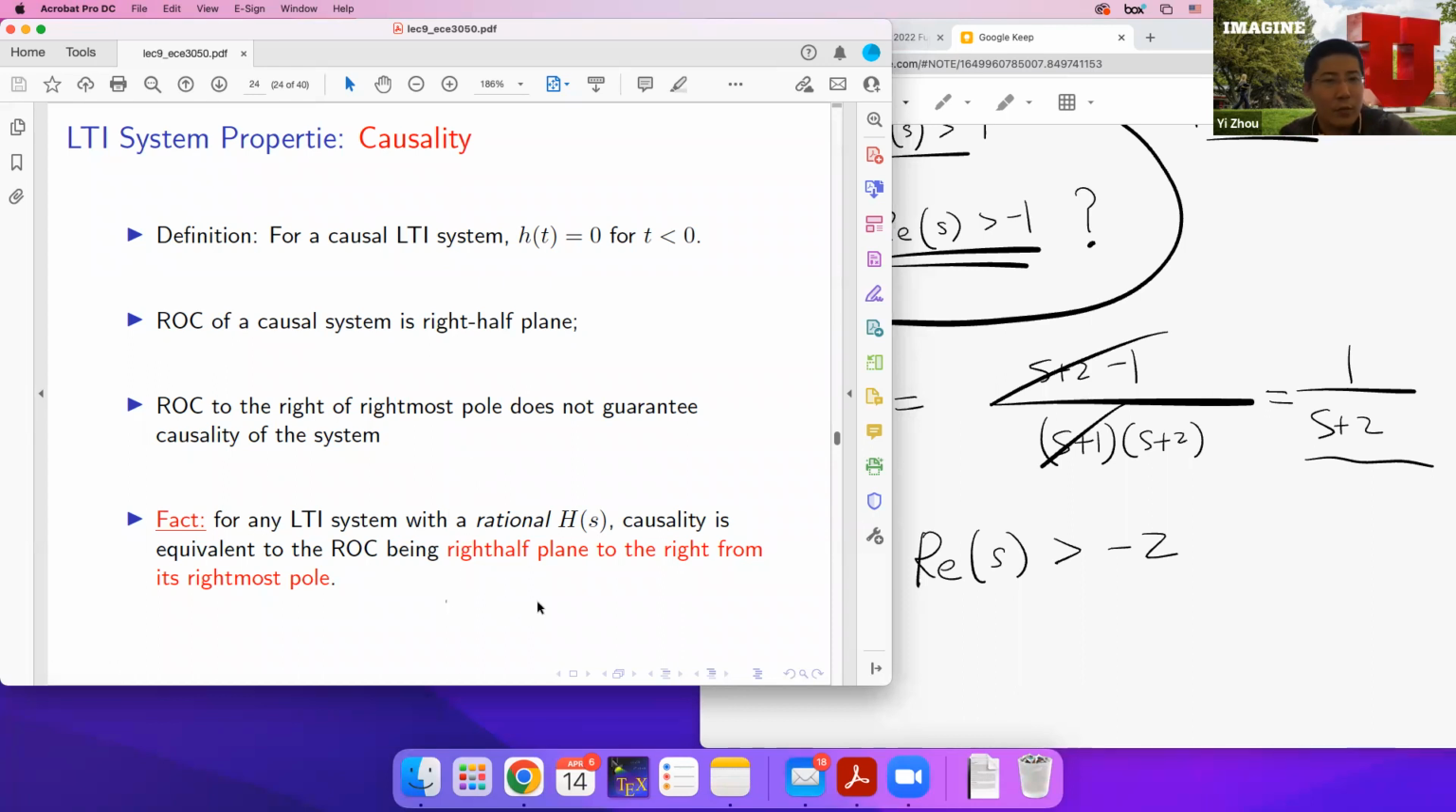so this is a fact where we can determine the causality of a system by looking at the ROC of the corresponding Laplace transform of the impulse response. And here I should note that this only applies to rational Laplace transforms. Without this, in general, this does not guarantee the causality of the system. So it has to be rational. This is very important.